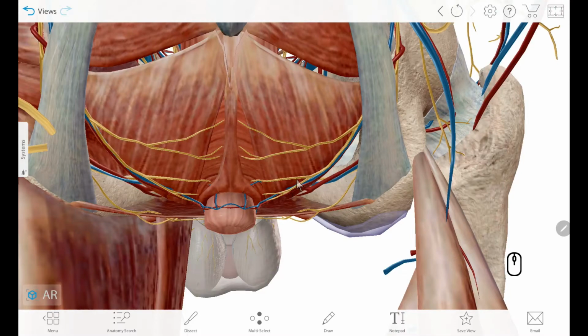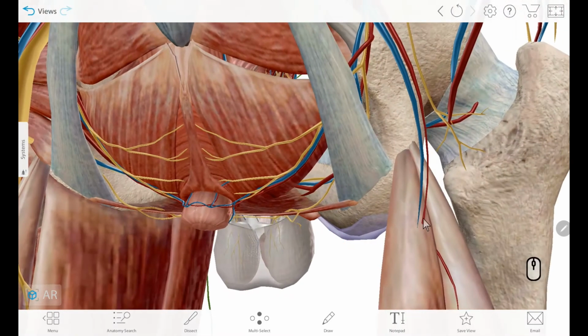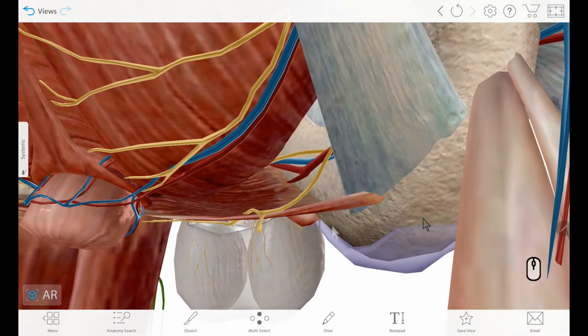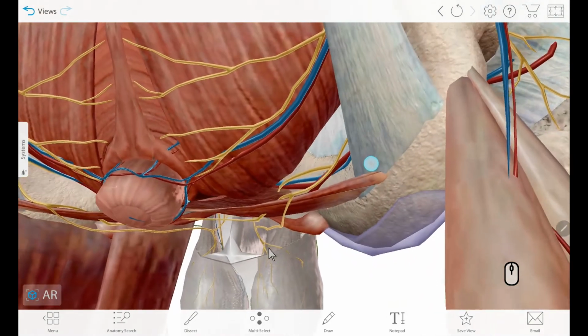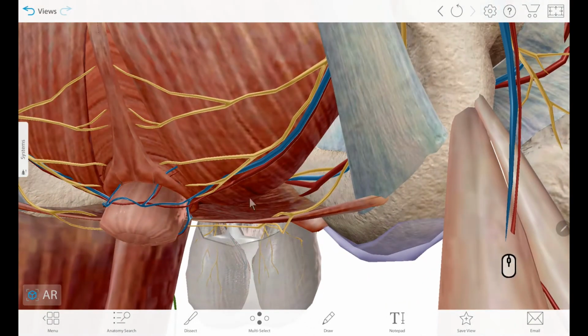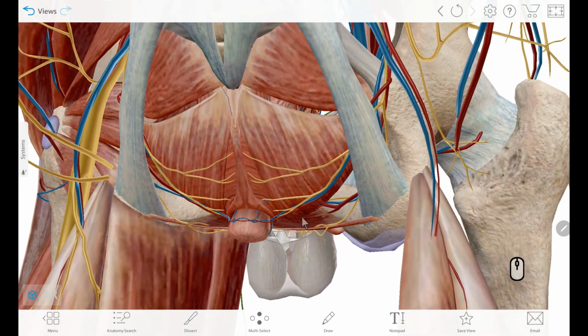The ischioanal fossa has two recesses, an anterior recess and a posterior recess. The anterior recess lies deep to the perineal membrane. This triangular sheet is the perineal membrane, and the anterior recess of the ischioanal fossa lies deep to the perineal membrane. It also has a posterior recess which lies deep to the sacrotuberous ligament.